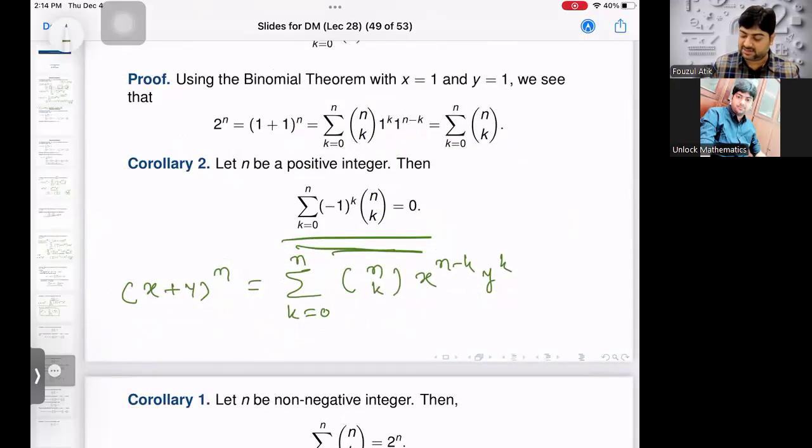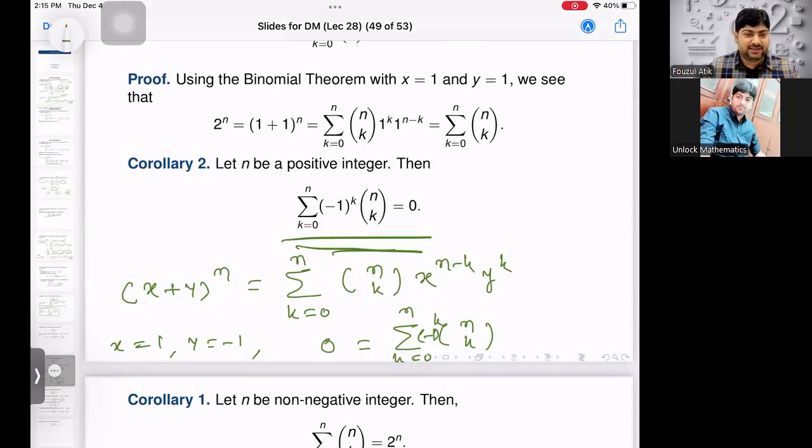Now how to get this expression? What do I have to put? Put x equal to 1 and y equal to minus 1. What will I get? The left hand side will become 0, equal to the summation of k equal to 0 to n nCk into 1 to the power n minus k into minus 1 to the power k. So minus 1 to the power k into nCk. So we can easily prove this.